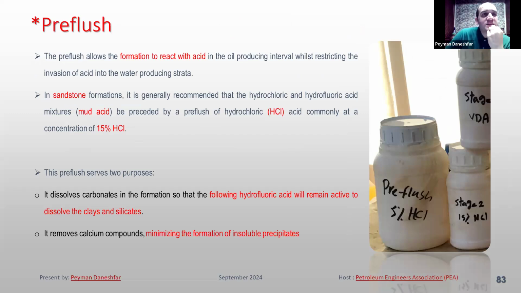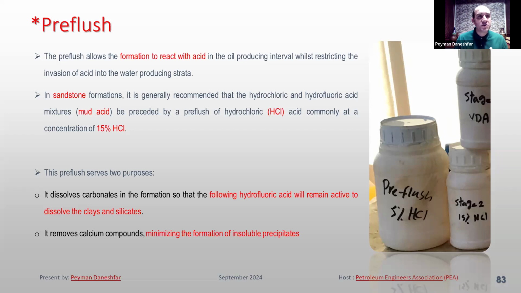sometimes we want to acidize with coil tubing. When we do coil tubing, one stage is the pickling of the coil tubing. We use some acid with a corrosion inhibitor to pickle the coil tubing, or pickle the tubing, or pickle the formations. But sometimes we use it and sometimes we don't.